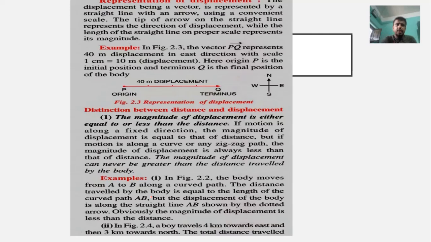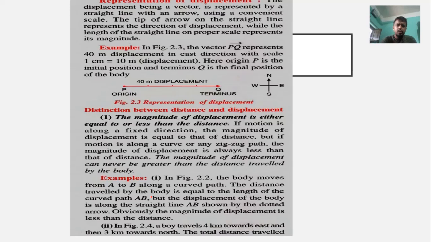Representation of displacement. The displacement, being a vector, is represented by a straight line with an arrow. Using a convenient scale, the tip of the arrow on the straight line represents the direction of displacement, while the length of the straight line on proper scale represents its magnitude.